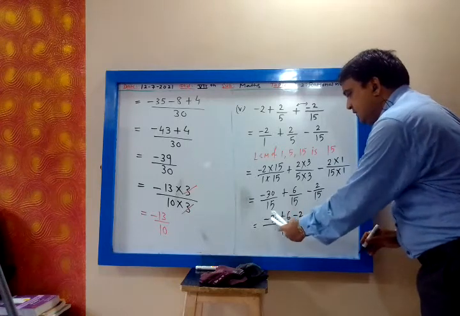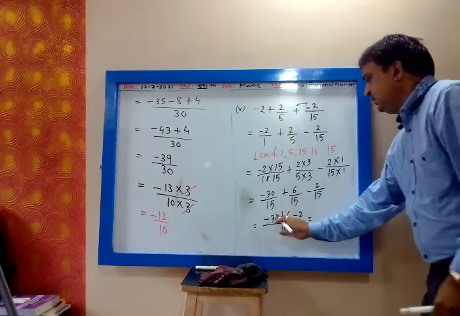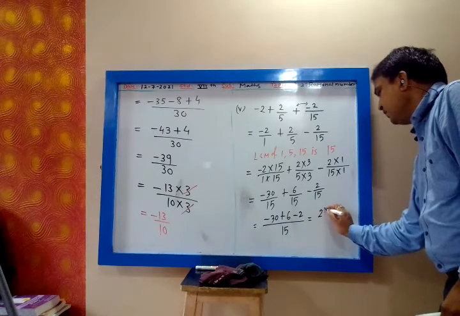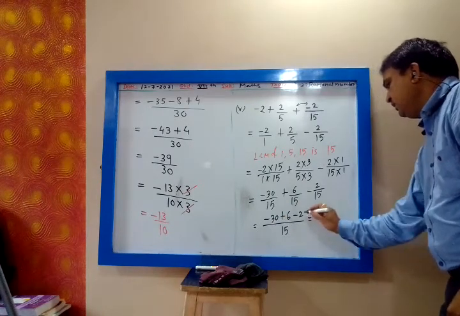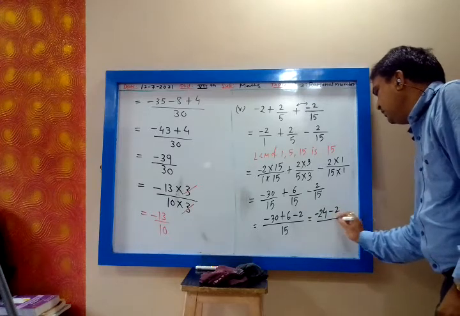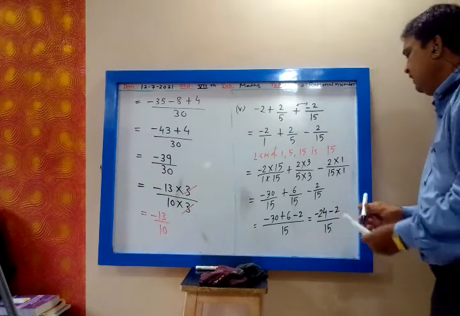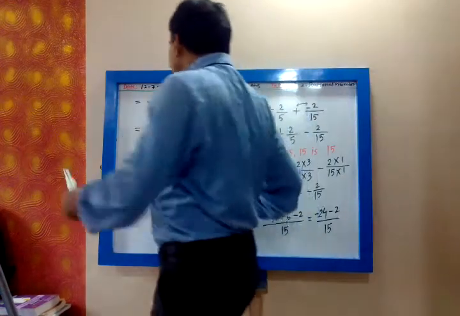So now I can take the denominator common, that is 15. Let us simplify the numerator. Minus 30 plus 6 minus 2. So now you simplify this. Minus 30 and plus 6, opposite signs, so you have to subtract. 30 minus 6 is 24. Minus 24, then minus 2 upon 15. Minus 24 and minus 2.